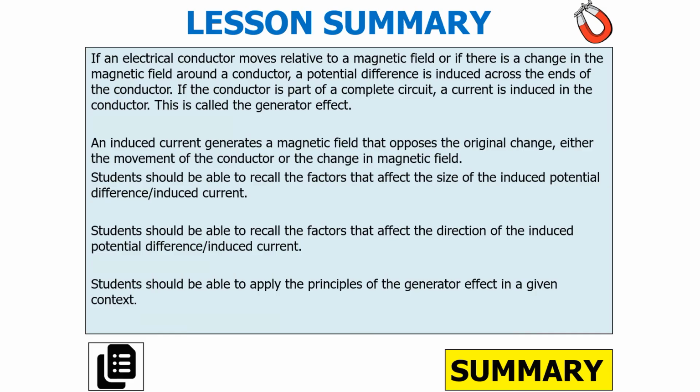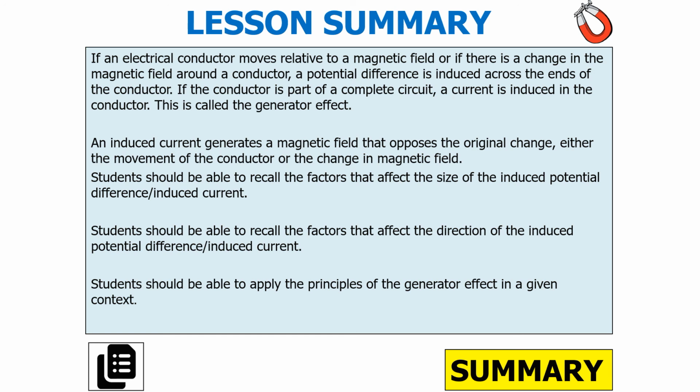So let's summarize what we've learned in today's lesson. If a conductor moves relative to a magnetic field, or if there's a change in magnetic field around a conductor, a potential difference is induced across the ends of the conductor. If the conductor is part of a complete circuit, a current is induced in the conductor. We call this the generator effect. An induced current generates a magnetic field that opposes the original change, either the movement of the conductor or the change in the magnetic field.